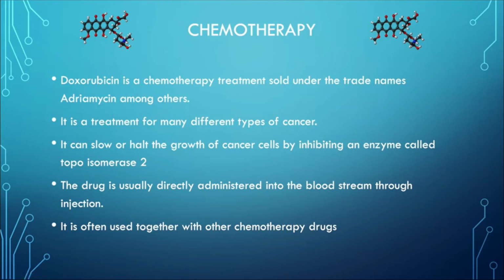Doxorubicin is often used together with other chemotherapy drugs. This is because the different drugs have different mechanisms of action within the body. This prevents cancer from building up a resistance to chemotherapy.